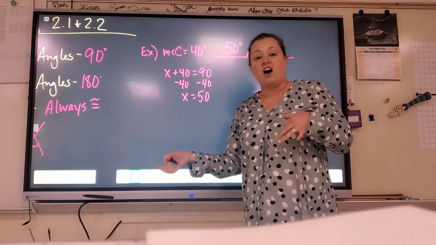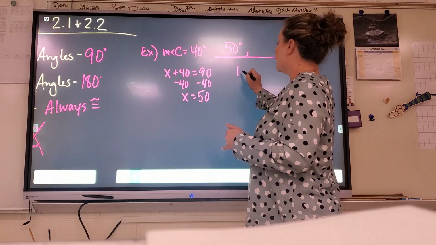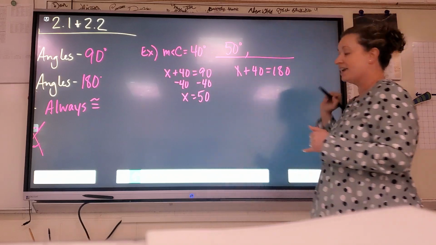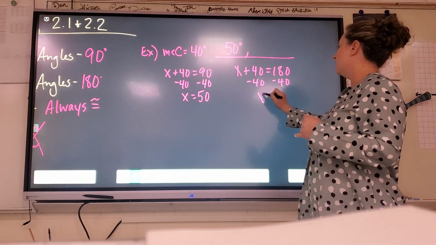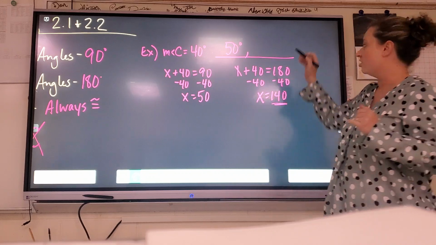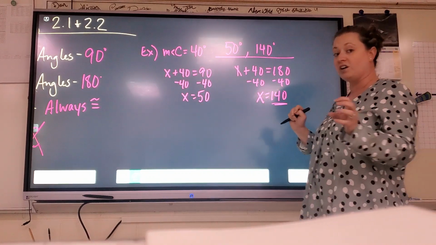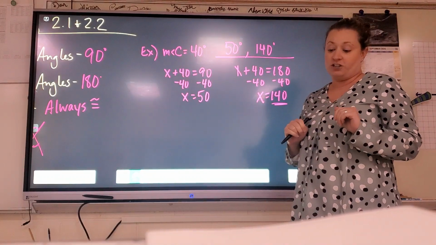But then they ask you to also give the supplement. So that means that you need to take something plus 40 equals 180. Subtract 40 from both sides. And so you know that your supplement has to be 140 degrees. So those are the two answers that you have in that order. And then that's all you can do.